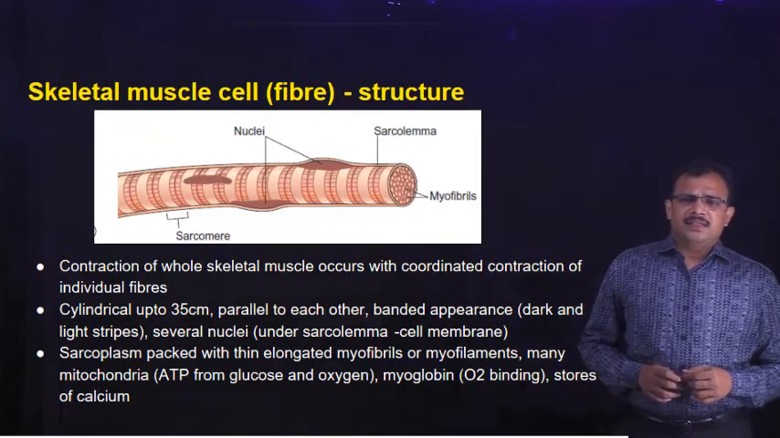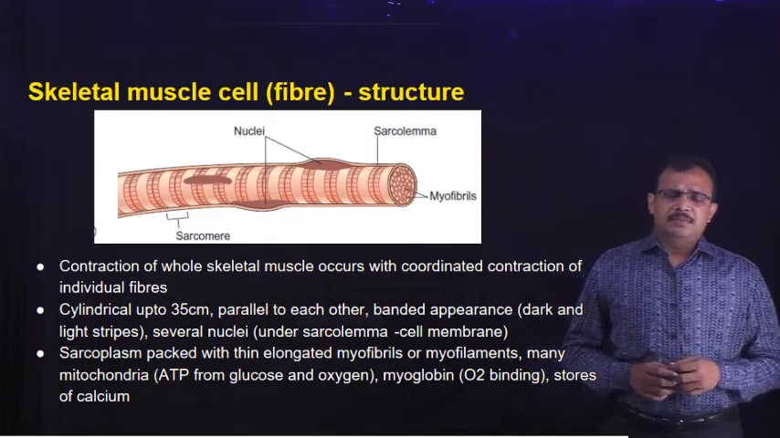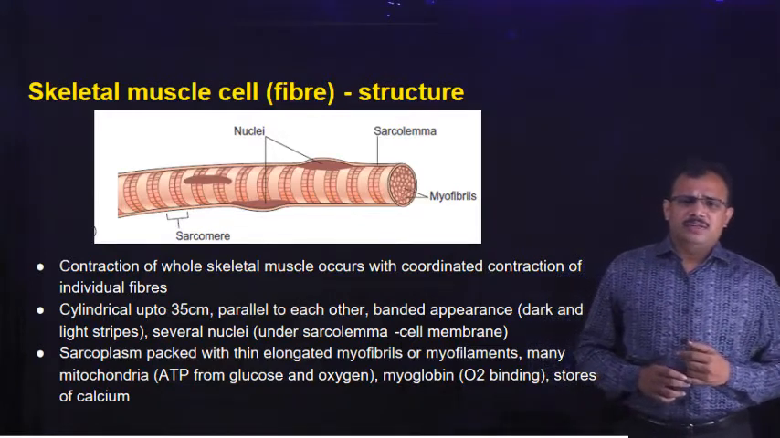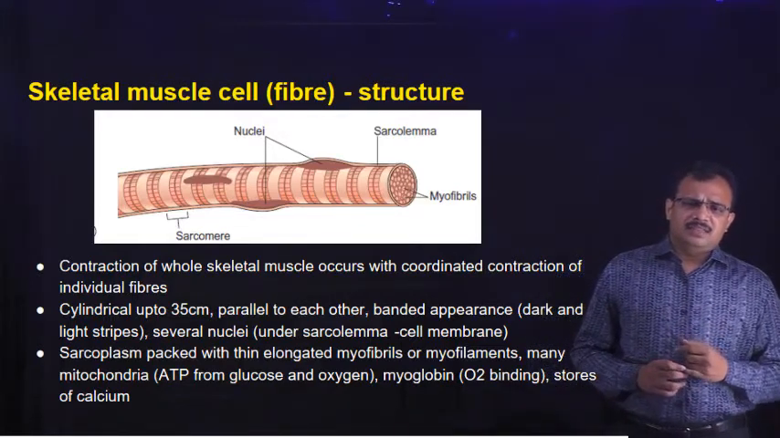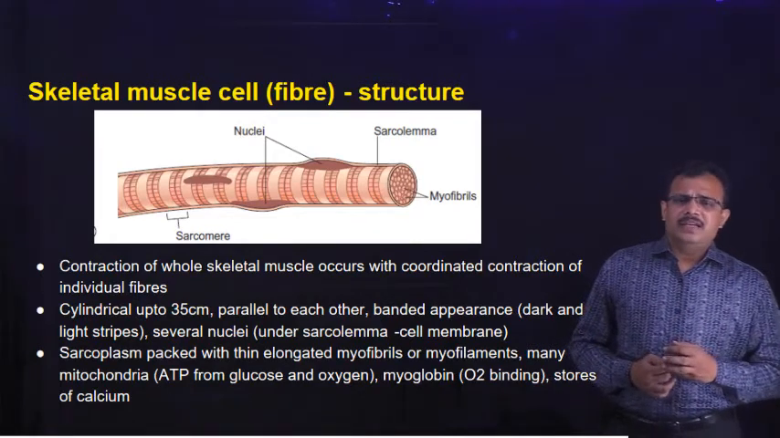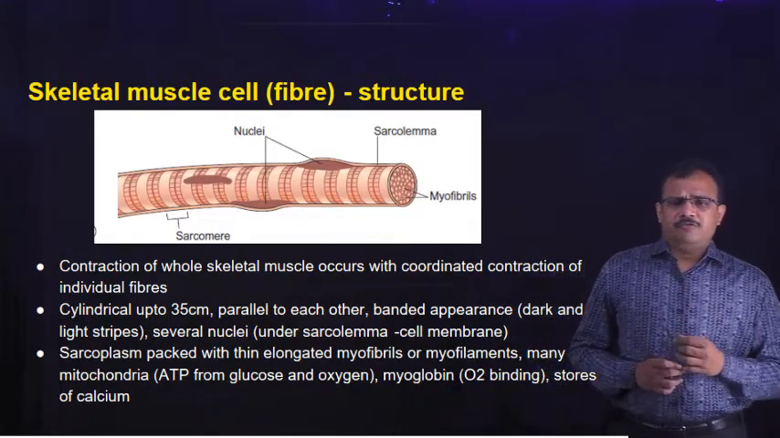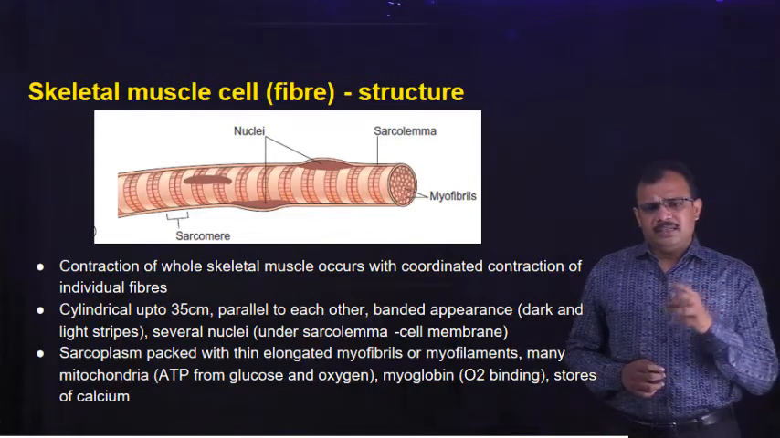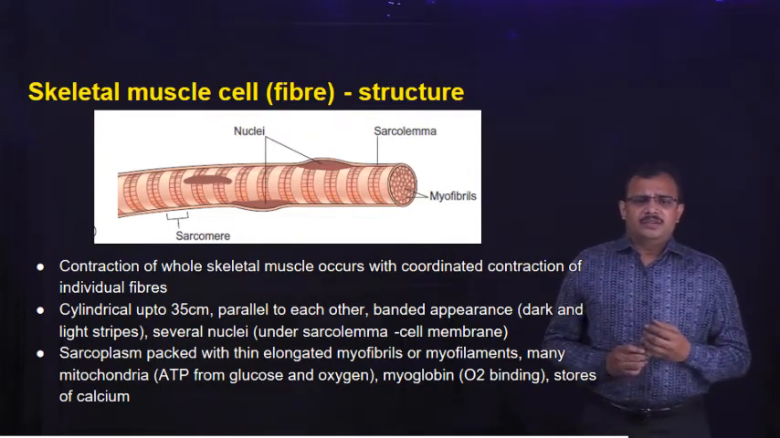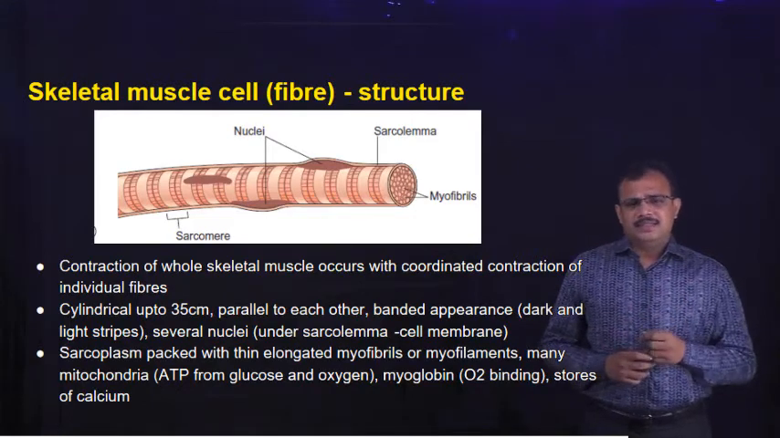Apart from this, sarcoplasm also consists of a pigment called myoglobin, which is similar to hemoglobin in red blood cells. Myoglobin also has an ability to bind oxygen, and this oxygen is utilized for the synthesis of ATP from glucose. And there are stores of calcium present within the sarcoplasm, and this calcium is released due to stimulation of the skeletal muscle, and this leads to contraction of the skeletal muscle.